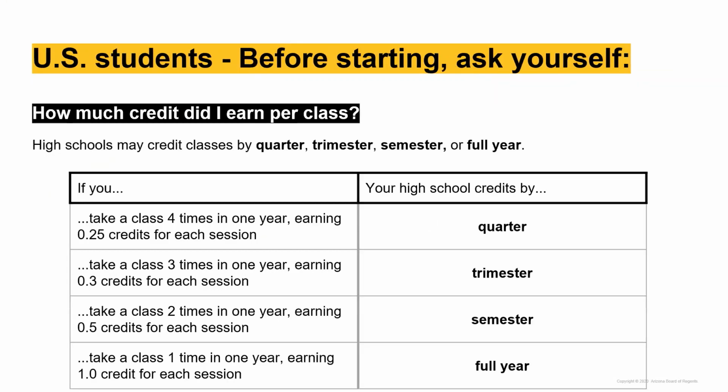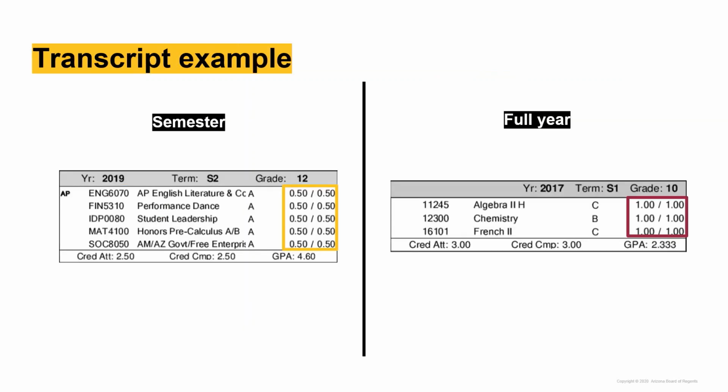Before starting, it's best to ask yourself, what kind of course am I taking? Am I taking a quarter, trimester, semester, or full year-long course? A good indication of this would be on your transcript. Feel free to refer to your transcript as you see on the screen in that gold and maroon box. If it says 0.50, it's most likely a semester course. If it says 1, then it's most likely a full year course.